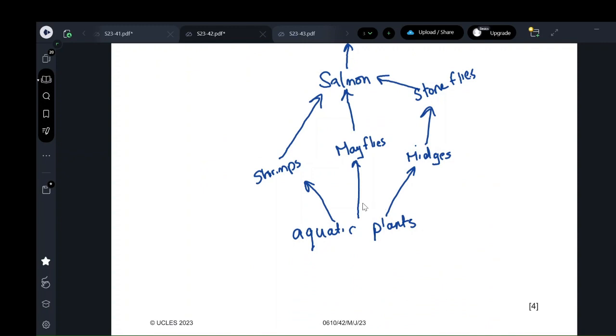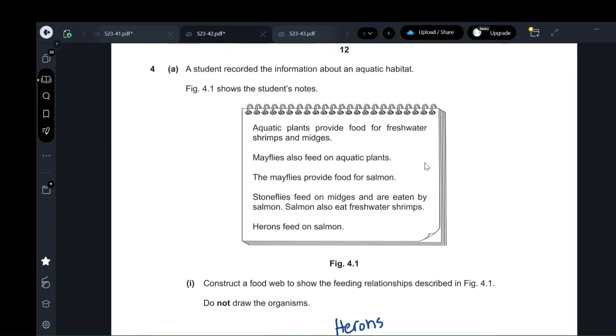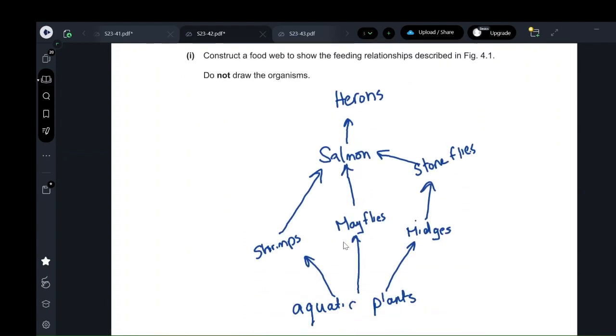So I put the aquatic plants at the bottom and I drew two arrows, food for shrimps and midges. Mayflies also feed on aquatic plants. I drew a third arrow and I wrote the mayflies. It does not have to be in this sequence. I mean, if you put the mayflies here, it's still correct.